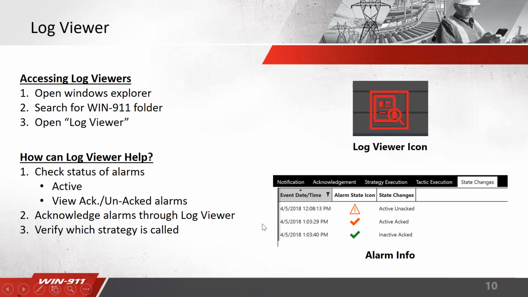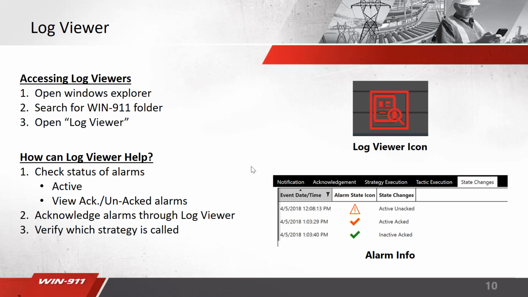So what is log viewer? It's a troubleshooting tool that we have inside of Win911. To access it, there's a desktop icon like this, or it's in the Win911 folder called log viewer. Inside of here, you can use it to check your alarm status, whether they're active, unacknowledged, inactive, and you can see which strategy was executed. Remind you that that strategy points to a tactic, which points to a call-out list.